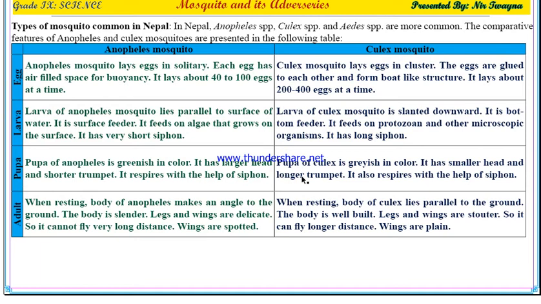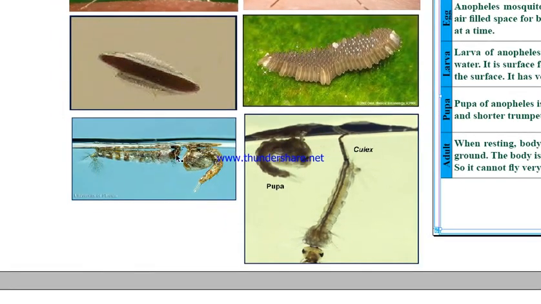And pupa of Culex, it is grayish in color. It has a smaller head and a longer trumpet. It also respires with the help of siphon. Okay, you can see the differences. It has a smaller head compared to its abdomen.